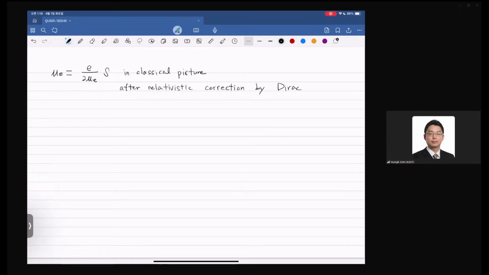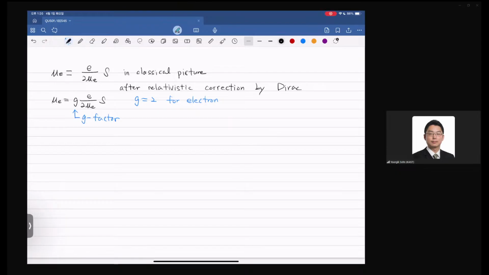Good. Dirac made this contribution, okay? He made this correction, and then you actually need to write it this way. You have to multiply the correction factor g in front of everything, and this is called the g factor. For a free electron, g is 2, okay? The g factor can change for specific systems, but roughly it is almost 2.